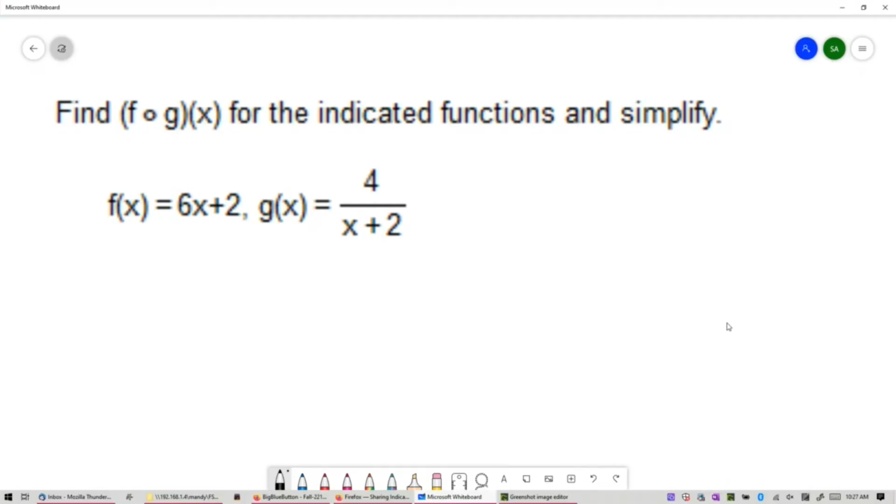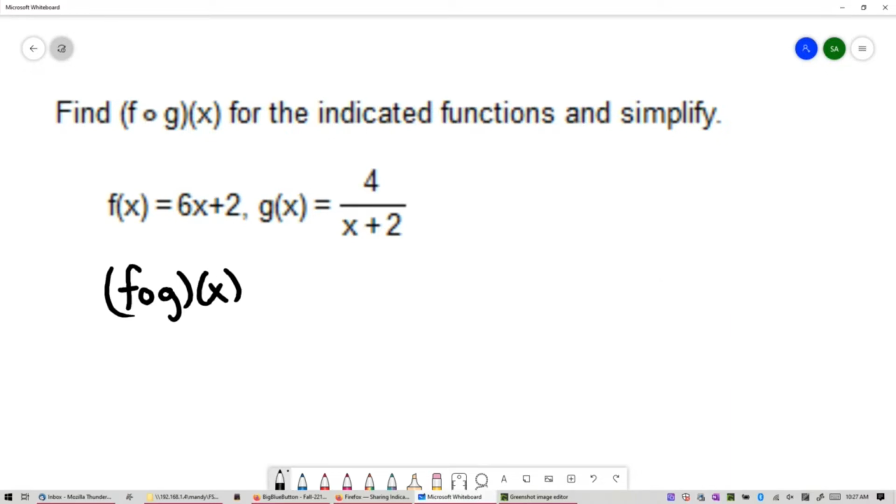This is the first question that I've been sent, and it says, find f composed with g of x for the indicated functions and simplify. We have f of x equals 6x plus 2, and g of x equals 4 over x plus 2. So we have to first find f composed with g of x.